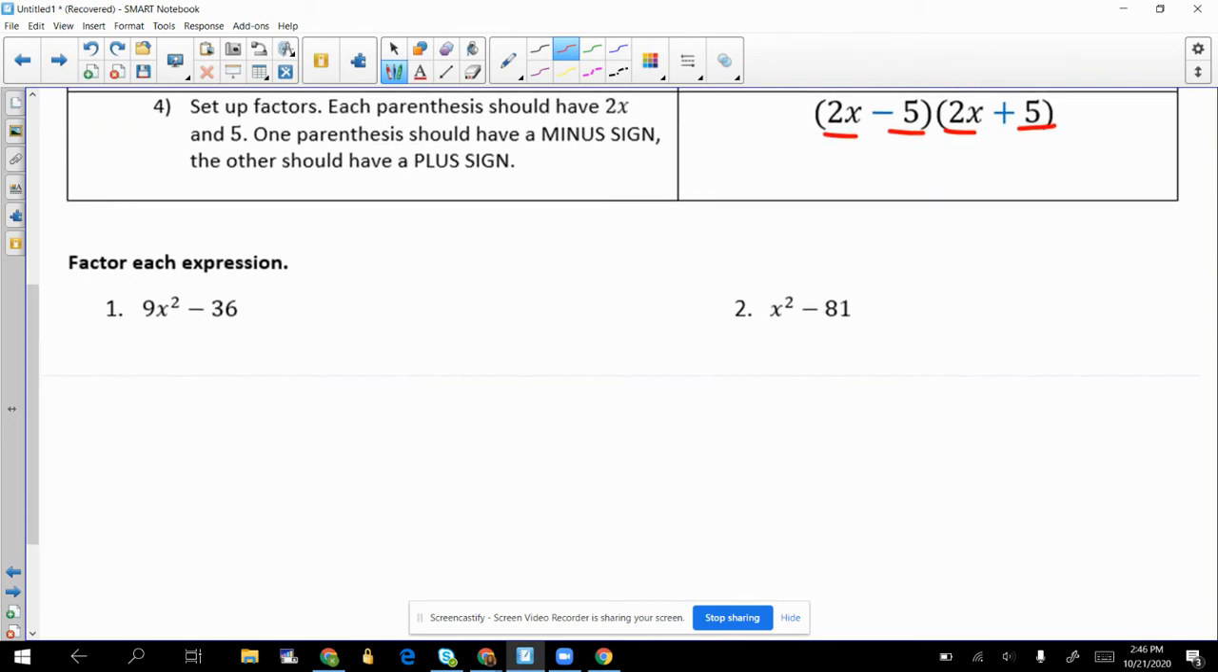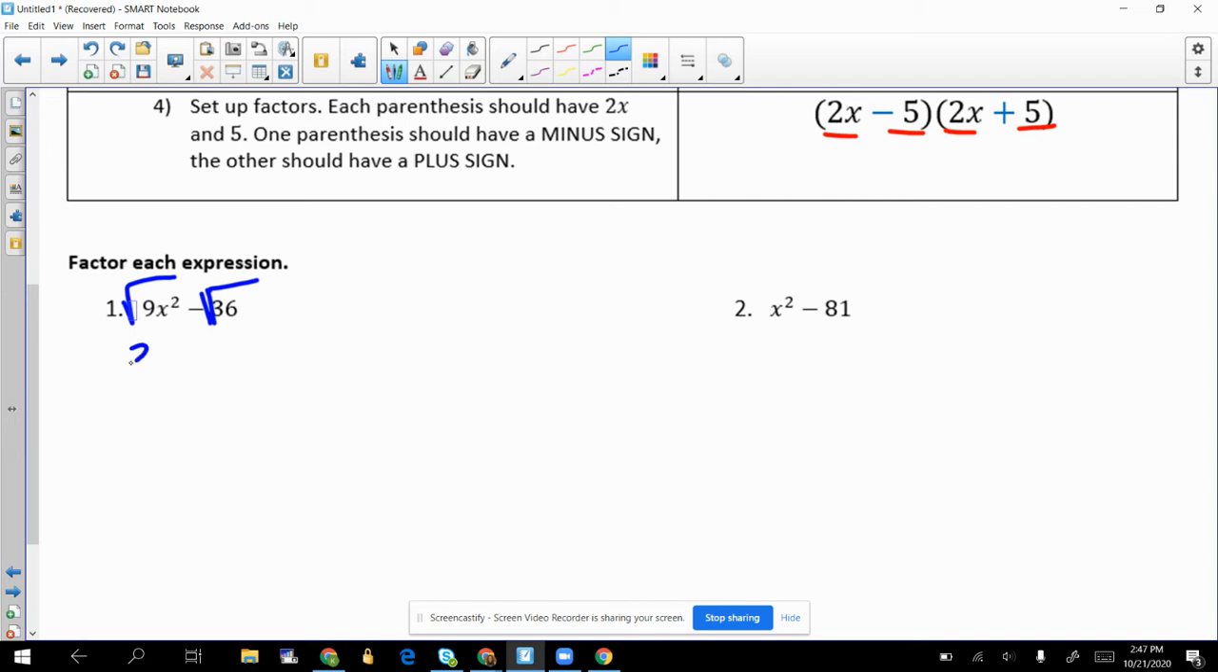All right, so if we look at number 1, first of all, we have a binomial, meaning there are two terms. Second of all, 9 is a perfect square, meaning we can square root it and get 3. X squared is a perfect square, meaning we can square root it and get x. And 36 is a perfect square, meaning we can square root it and get 6. Okay, so you guys do have to kind of know your perfect squares for this, but let's go ahead and do that.